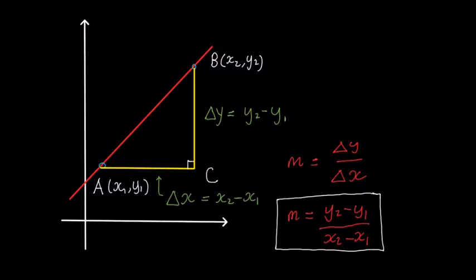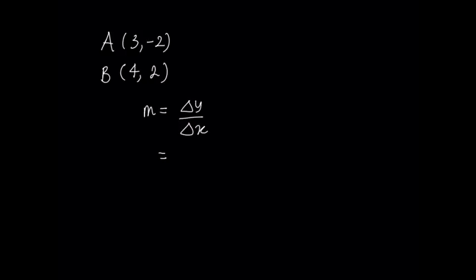Lastly then, let's have a look at a numerical example. If we have the 2 points A, 3, negative 2, and B, 4, 2, we want to find the gradient of the straight line passing through those 2 points. So we know that m is equal to delta y over delta x, which is going to equal y2 minus y1 divided by x2 minus x1.